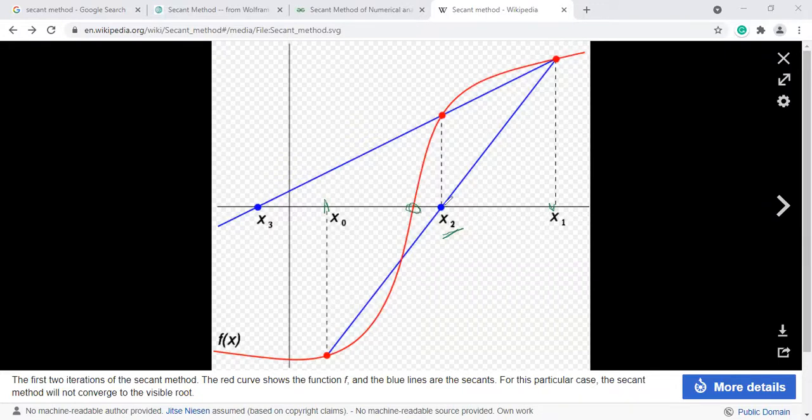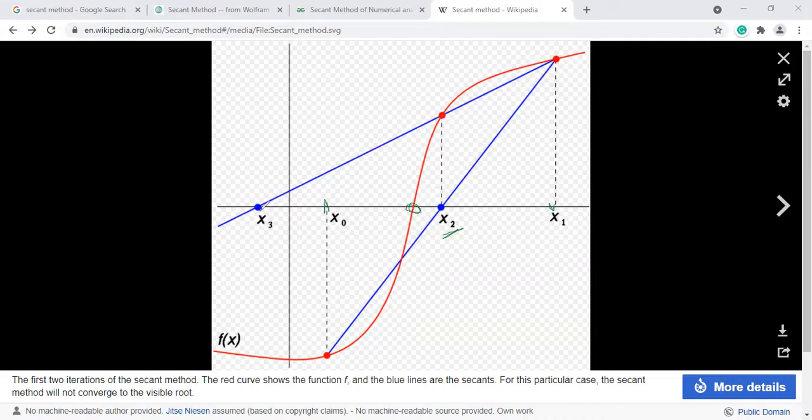Next, at this point x2, we find out the value f of x2. So this point now is x2, f2, and this point is x1, f1. Now we join x2, f2 and x1, f1, and we extend the line so that it cuts the x-axis at another point x3.